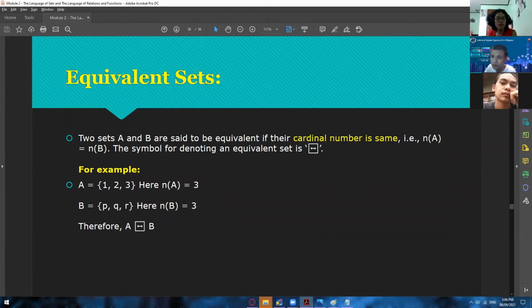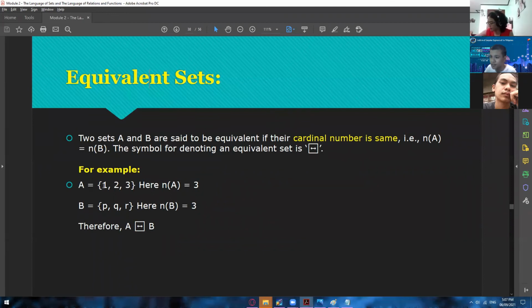So when we say equivalent, the one that we are looking for is the cardinality or the cardinal number of that set. They must be equal in terms of the count of elements. It doesn't matter if they have different distinct elements inside of them. As long as they have the same count of elements, they are already equivalent sets.